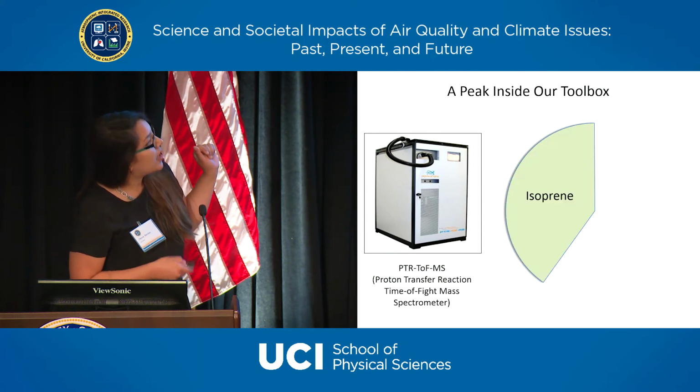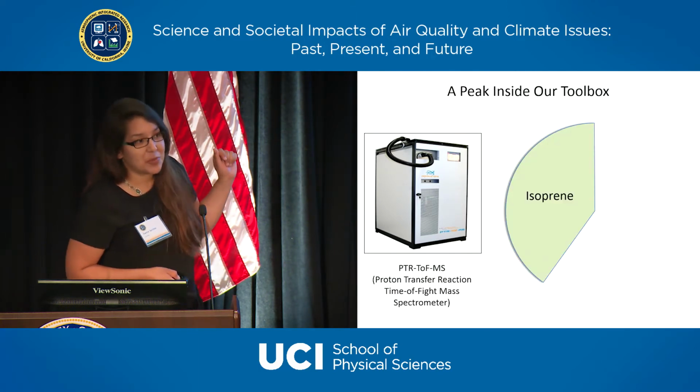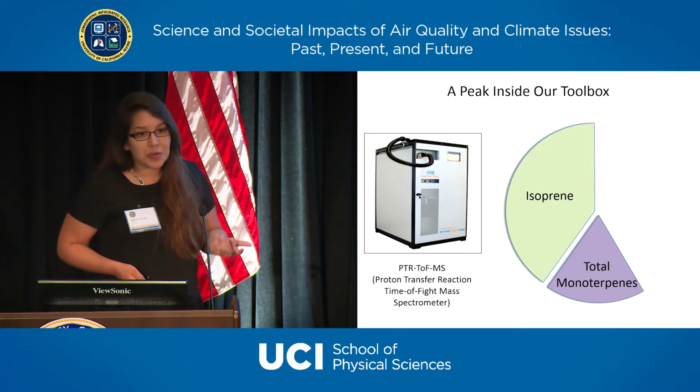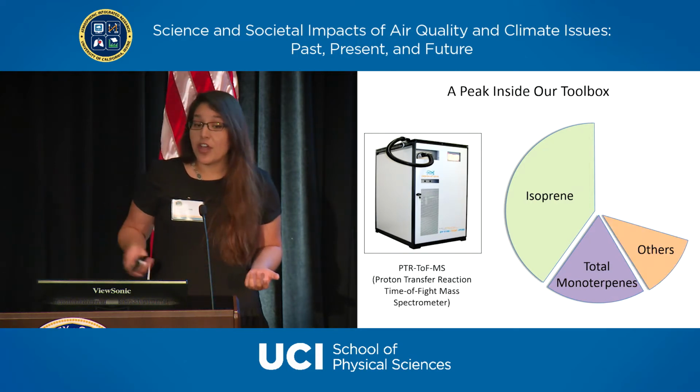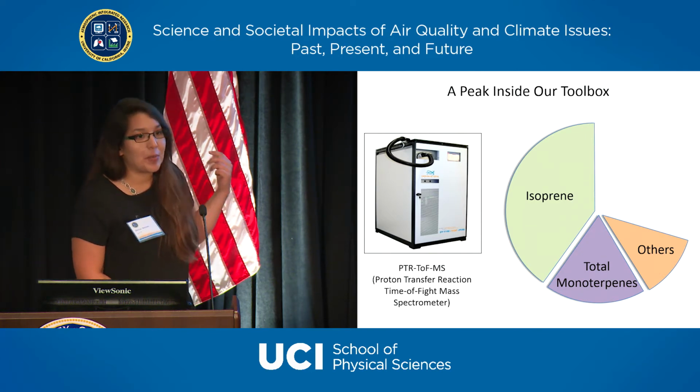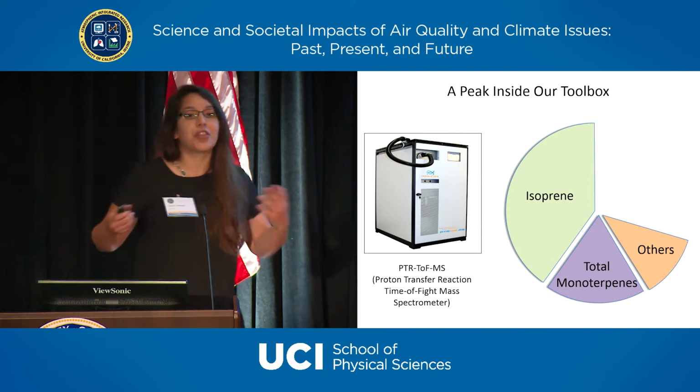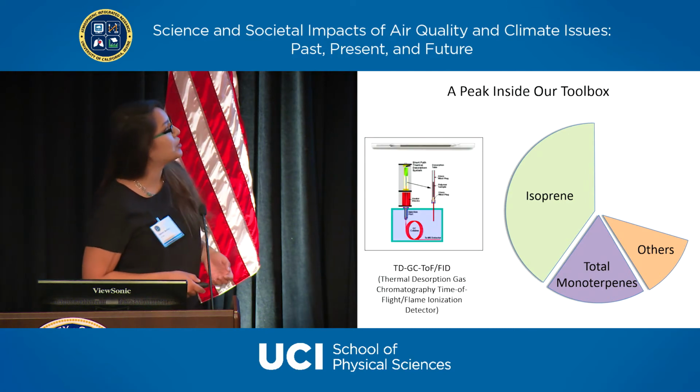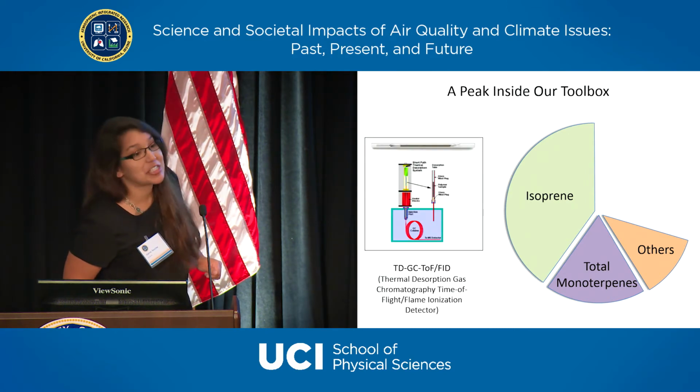So it can give us some BVOCs, such as isoprene. It can give us the total monoterpenes that we're looking for, and other plant volatiles as well. But as you can see, it doesn't complete our budget quite yet. So then we turn to another complementary instrument. So I'll just call this the TDGC for short.